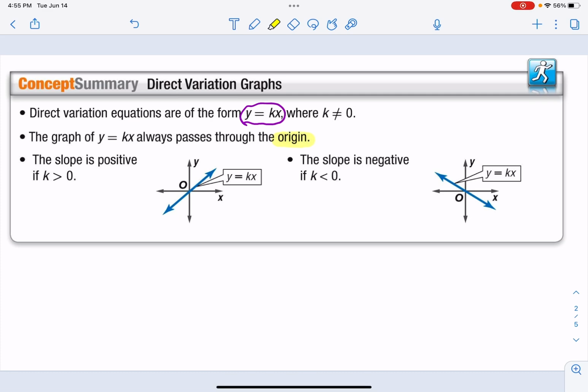Okay, the slope is positive if k is greater than 0. Conveniently, that k, that's the slope. And the slope is negative if k is less than 0. Again, that k, that's going to be the slope of our graph. So our rise over our run.